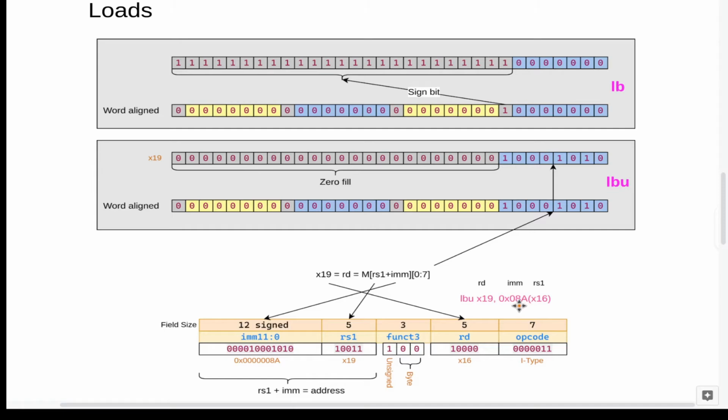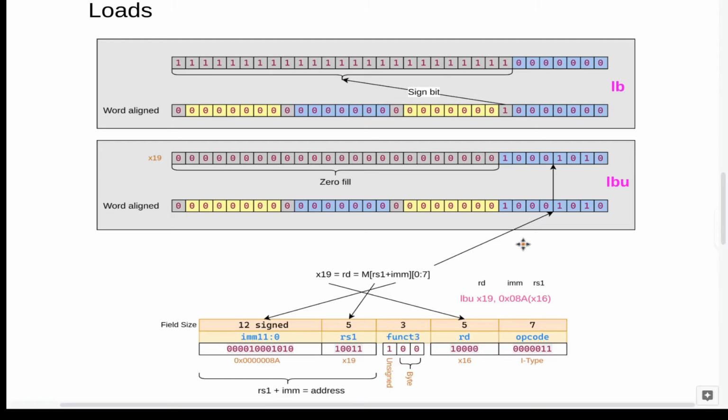In this example, 8A is being added to the value that is in X16. That specifies our address to where the byte is located. Because it's a byte, there shouldn't be a misalignment. The loads and the stores adhere to what's called natural alignment, which is based off of the size of the data that's being moved and not the instruction, which should be aligned to the word.